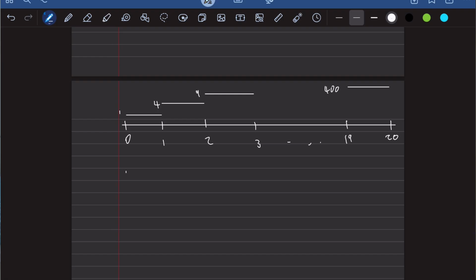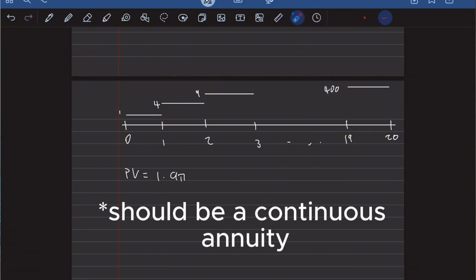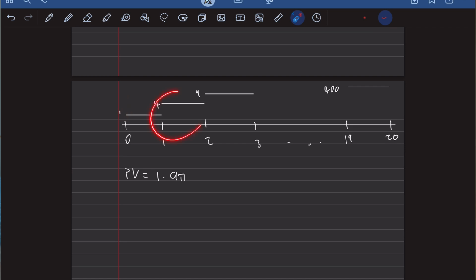So the way we'd find the present value for this: to do continuous for 1 year, you're going to multiply it by an annuity for 1 year. For the first one, it's going to be 1 times an annuity for 1 year. Okay. So that basically present values it to here. Now for this one, we're going to say plus 4 times an annuity for 1 year. But that basically present values it to here.